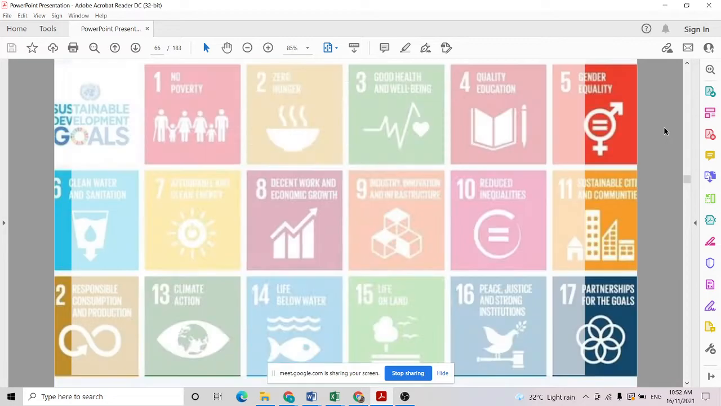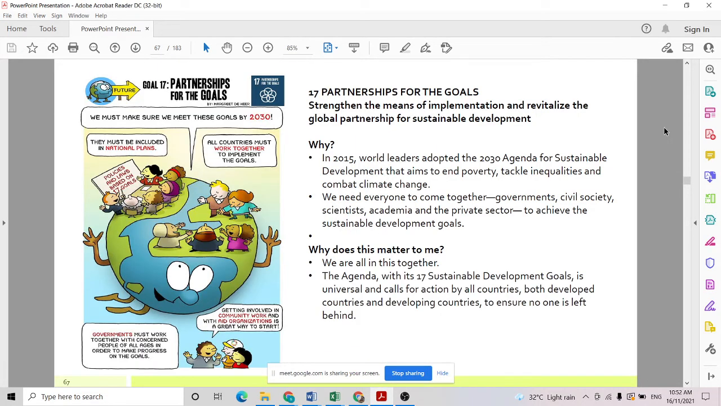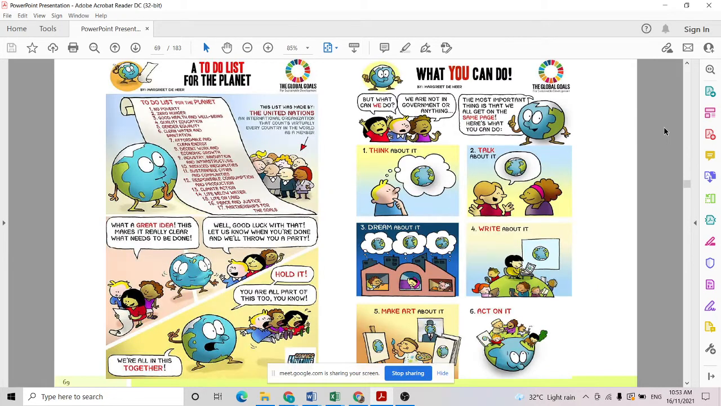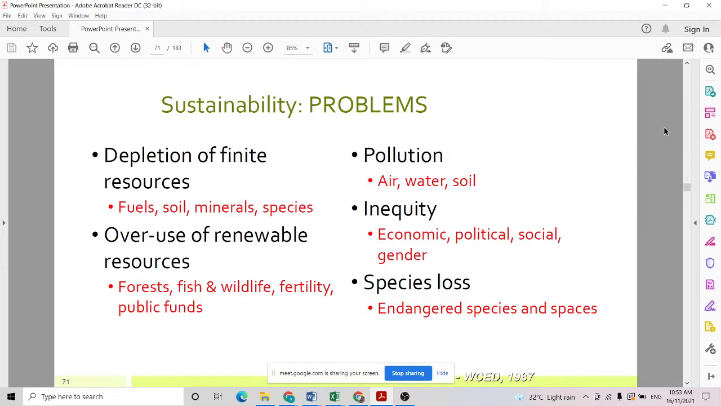And then 17 will be the partnership for the goals. In this world, we are not alone, and basically we need to communicate with each other. That's why we have the partnership for the goals. So that is the UN sustainable development goals.